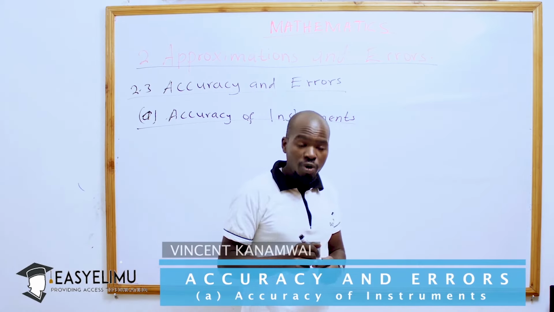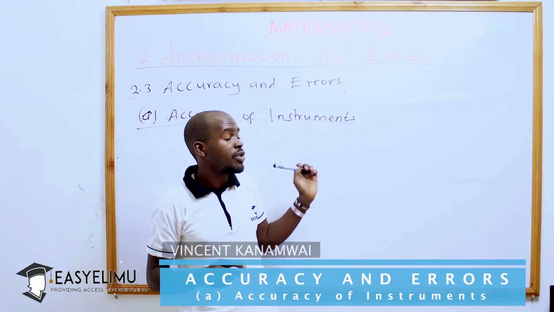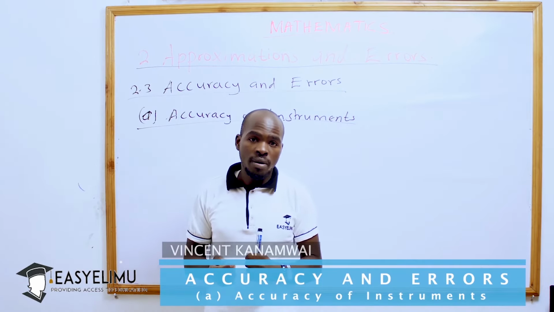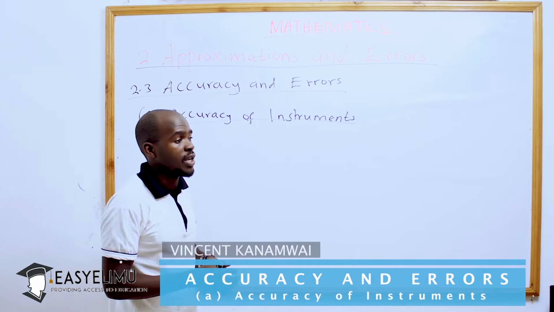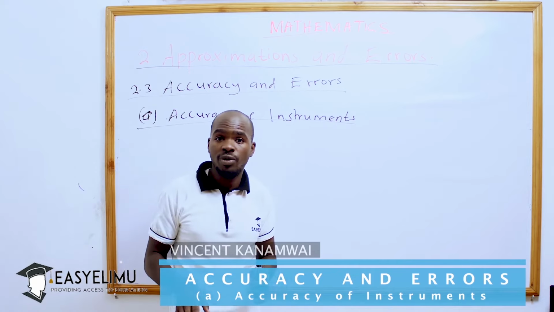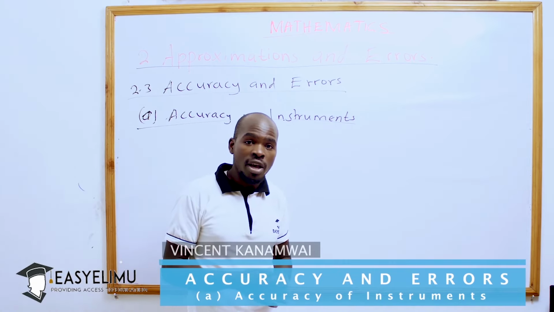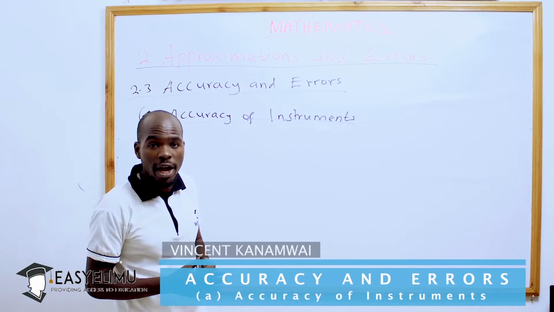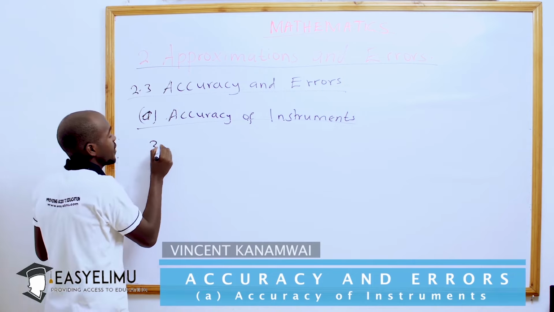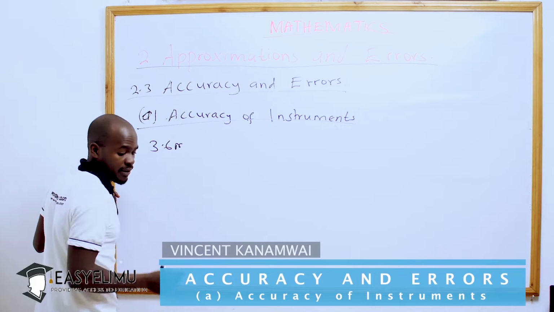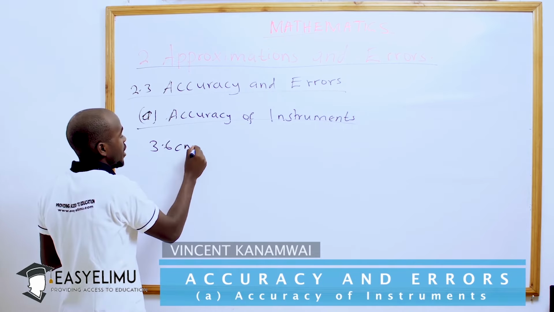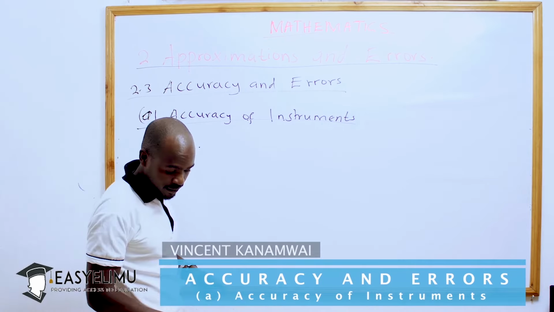Under accuracy of instrument, we shall find that we do measure using rulers, for example, in our daily life in schools, and other kinds of measurement, either a tape measure or something like that. We do measure in meters and so on. So if we use a ruler, we may give a length of, for example, 3.6 centimeters.